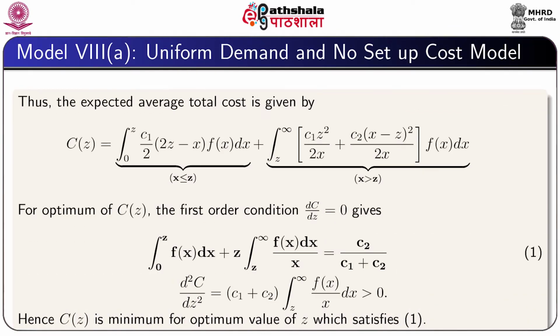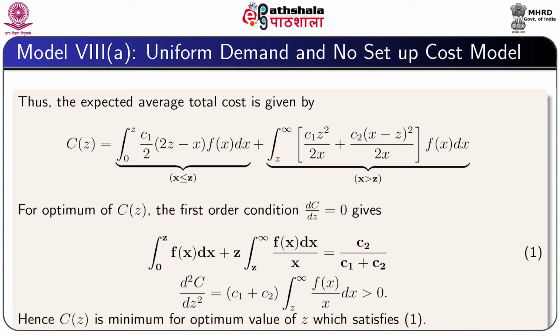Therefore, the expected average total cost is given by C(Z) equal to integral 0 to Z of C1 by 2 (2Z minus X) f(x) dx. This is for the case X less than or equal to Z, plus integral Z to infinity of [C1 Z square by 2X plus C2 (X minus Z) whole square by 2X] f(x) dx. This is for the case X greater than Z.